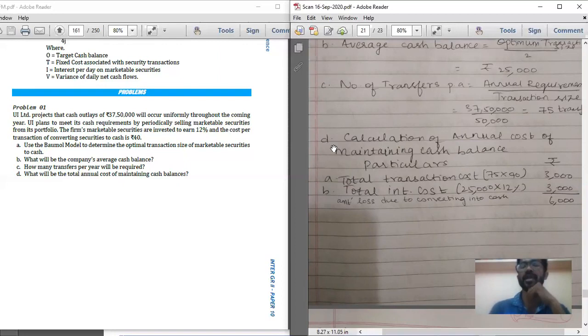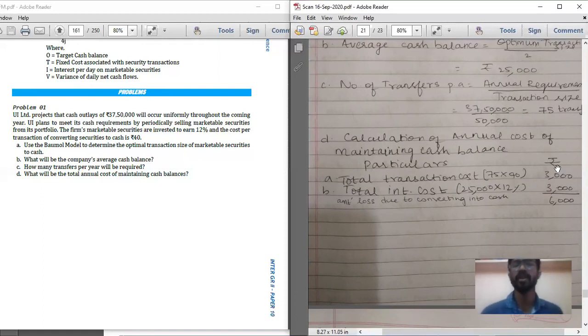So small roman number d. Below that, small roman number d, calculation of annual cost of maintaining cash balance. Below that, a two column table: first column particulars and second column amount. Under particulars, small roman number a, total transaction cost, that is number of transactions 75 and transaction cost per unit 40. So within bracket 75 into 40. In the amount column record 3,000.